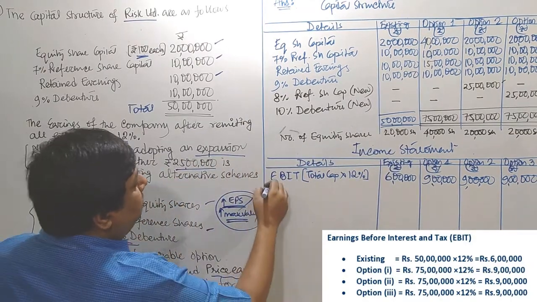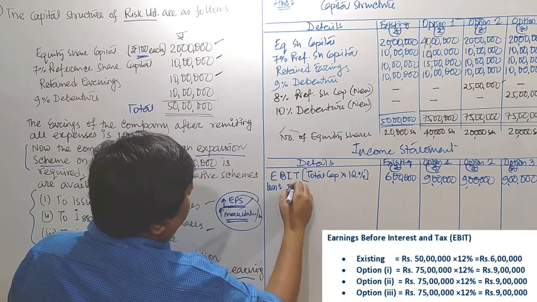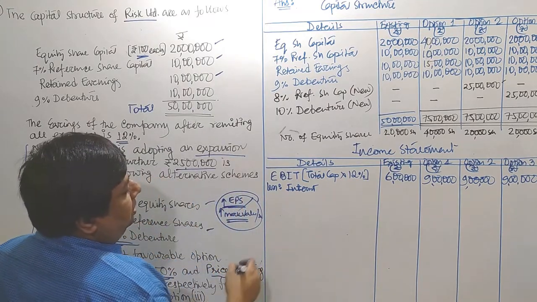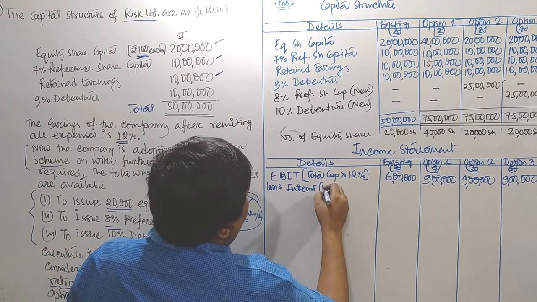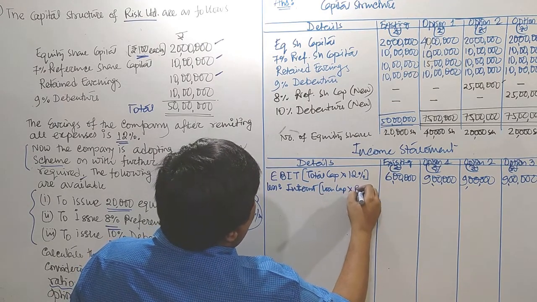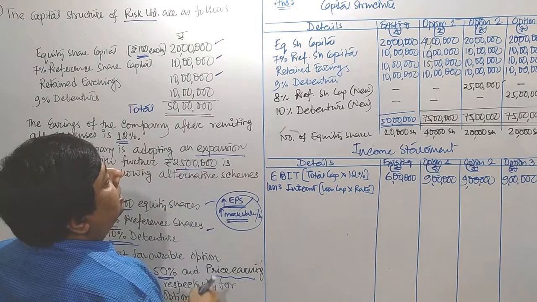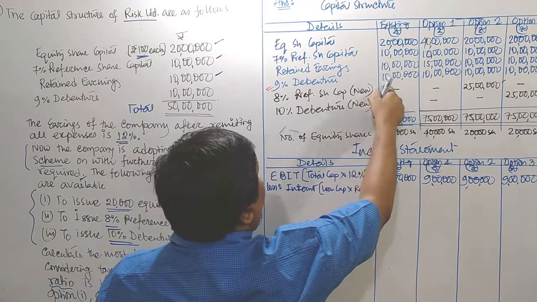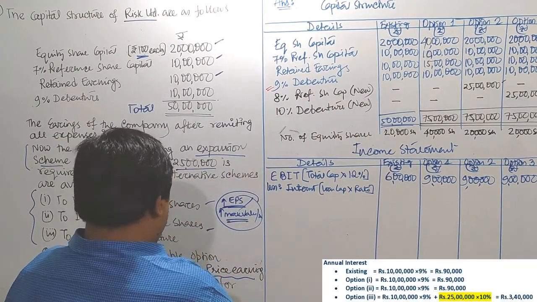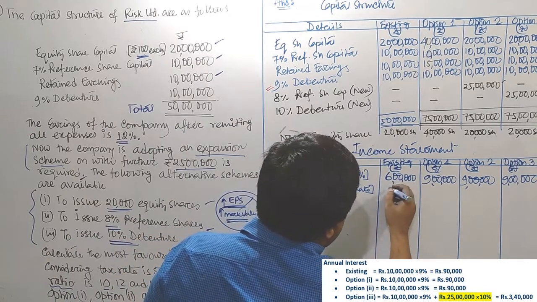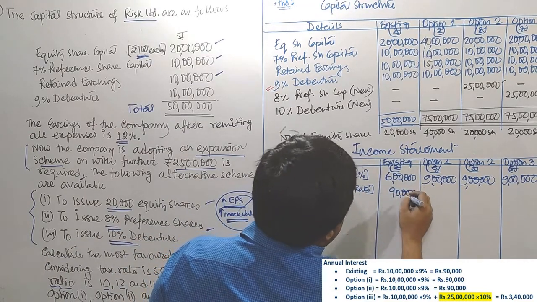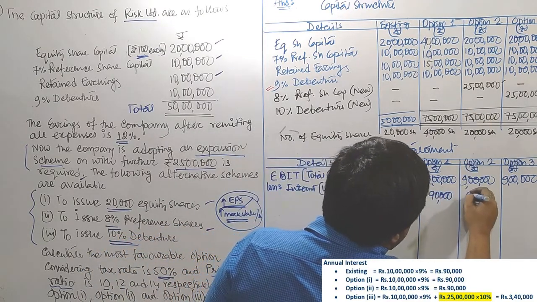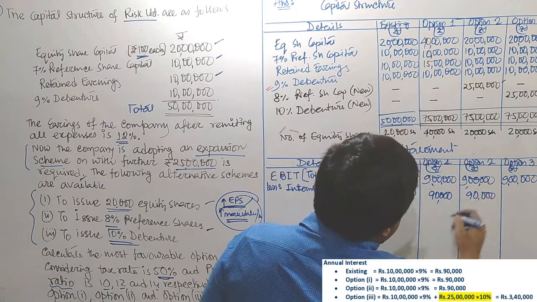From EBIT, first we are going to deduct interest. It is basically loan capital multiplied by interest percentage. Now let me calculate that interest. To the right over here also, loan capital into rate. Now what is the amount of loan capital in the existing case? It is 9% debenture, then 10 lakh into 9%. Our interest will come 90,000 only. Second option also remains the same, 90,000. Third option also remains the same, 90,000.